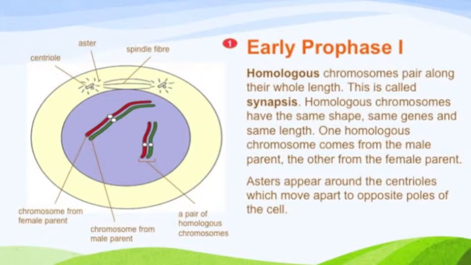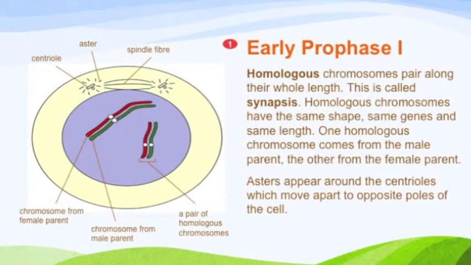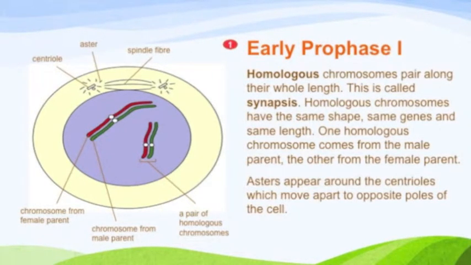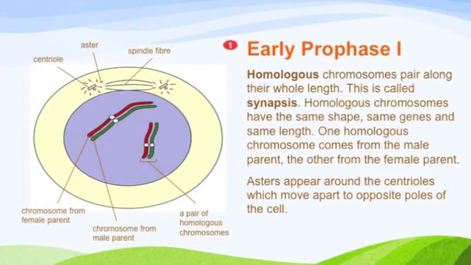Now let's focus on the diagram again. If you look at the top part of the cell, you will see these tiny structures called asters. Asters appear around the centrioles, which move apart to opposite poles of the cell.